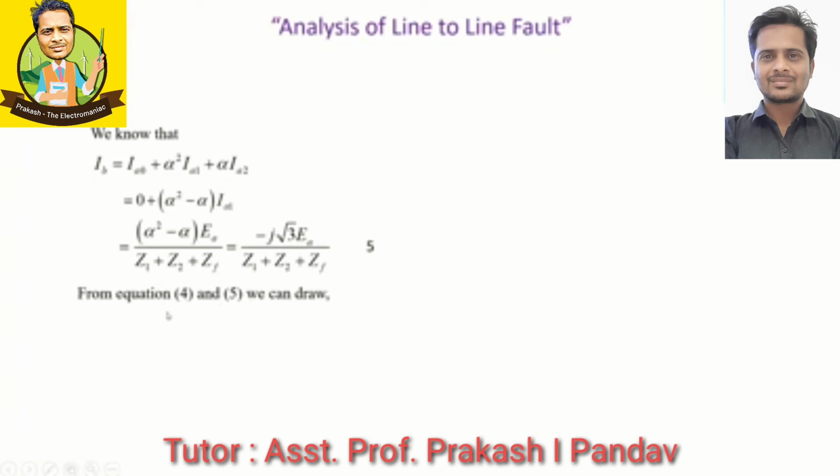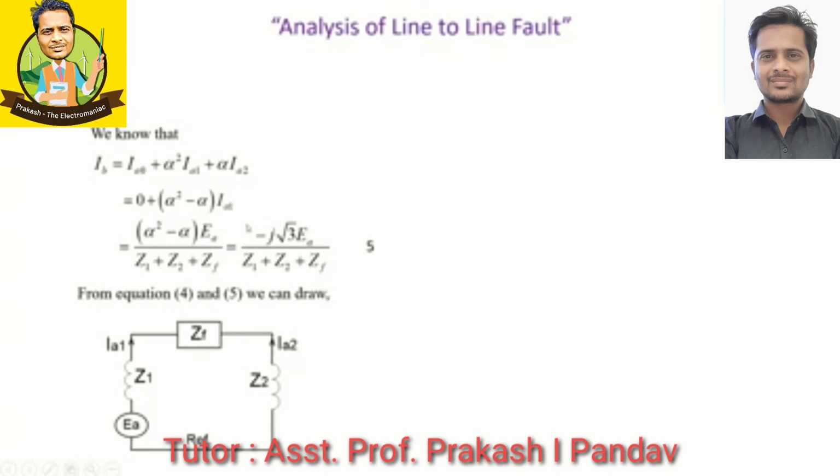So from equation 4 and equation 5, we can draw this figure. Here is the positive sequence network, this is the negative sequence network, and if we connect them this way, we can say that IA1 is equal to minus IA2, because the conventional direction of IA1 is coming out from the positive sequence network, and the conventional direction of IA2 is coming out from the negative sequence network. And if we calculate IA1, it is nothing but EA divided by the three impedances, Z1 plus Z2 plus ZF.